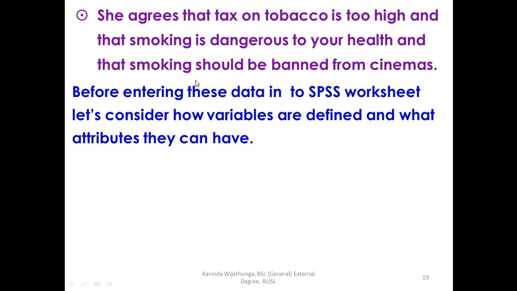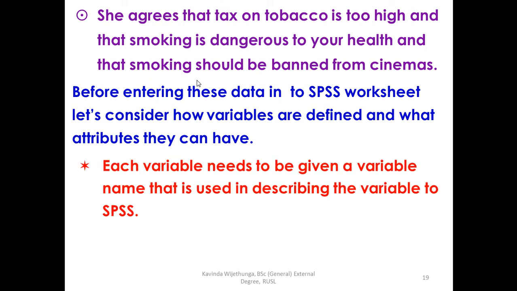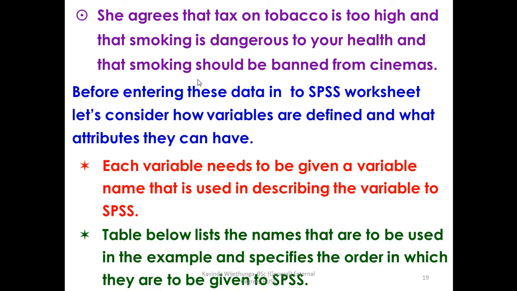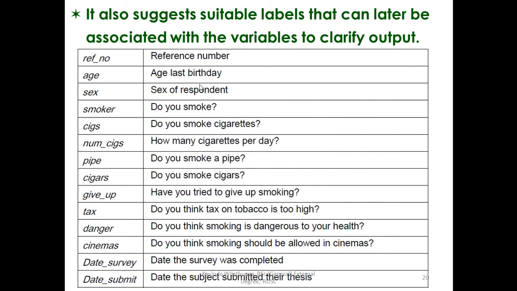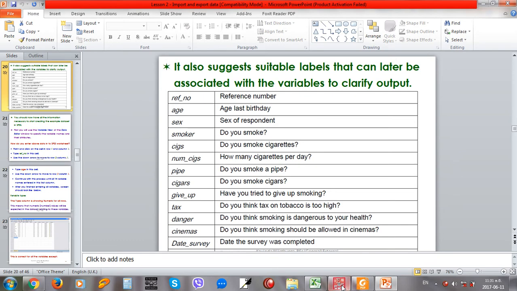Before entering these data into the SPSS worksheet, let's consider how variables are defined and what attributes they can have. Each variable needs to be given a variable name that is used in describing the variable to SPSS. The table below lists the names to be used in the examples. It also suggests suitable labels that can later be associated with variables to clarify output. These are the 14 variables and these are the labels. You know how to do labels. I will enter one or two into an SPSS data sheet and show you.